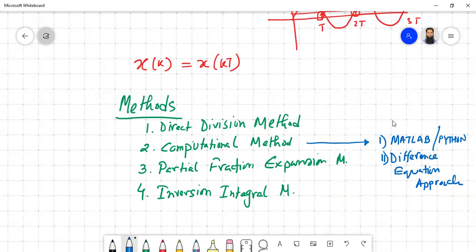In real life, if you go into designing in the digital domain, you have to rely on the computational method nowadays because computers are powerful enough to do those calculations. The more common ones I have found in the books are these red ones, direct division and partial fraction expansion, to do it by hand or pen on paper. In some books, I have also noticed the inversion integral method with a different name: the contour integral method.